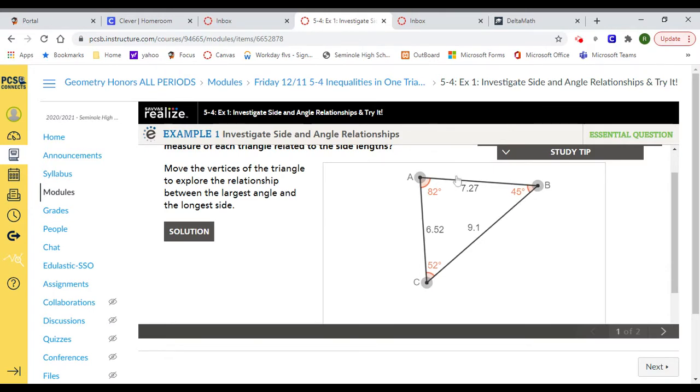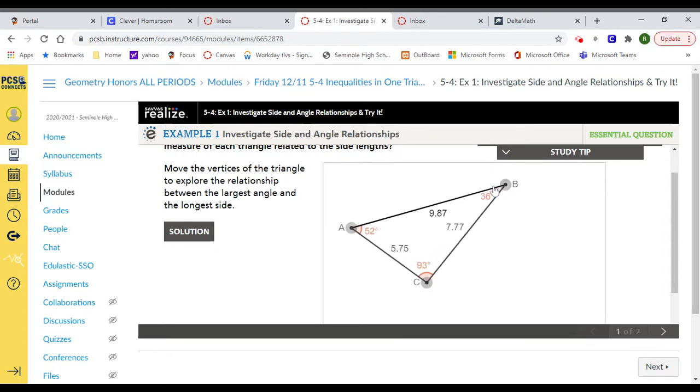If you notice this triangle that I have here, the largest angle is 82 degrees, and right across from it you have the longest side, which is 9.1. So we want to know, is this a coincidence? Is that just one particular case, or is that true for everything? If we play around with our angles, let's look. Now the largest angle is 87 degrees. I look across from it, and I also have the longest side.